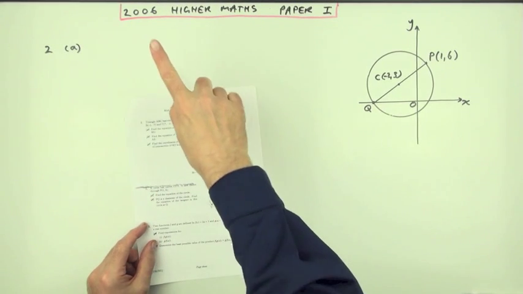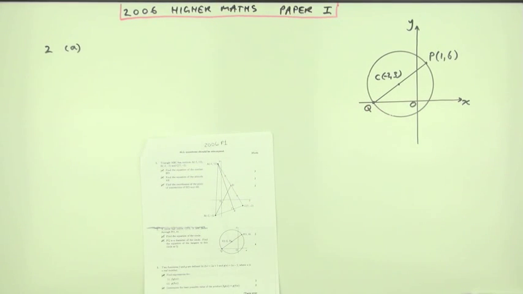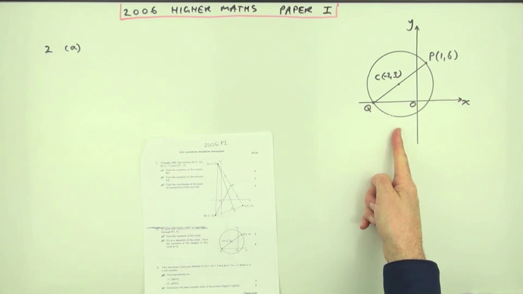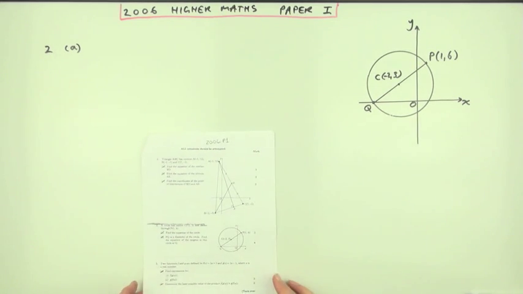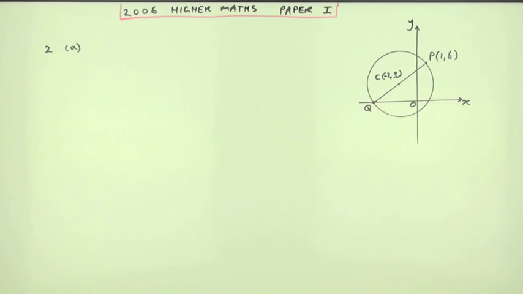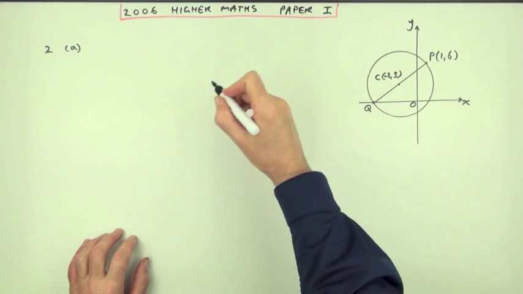Number 2 then, from the 2006 Higher Maths Paper 1, equation of a circle. They've given a diagram and it simply says, what's the equation of the circle in this diagram for part A? 2 marks.